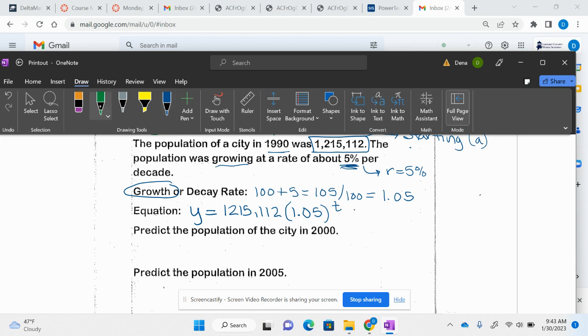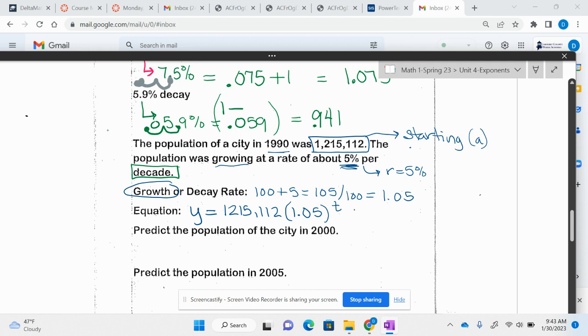Now I want to talk to you about T very quickly. It says that T represents 1 decade. So a decade is equivalent to 10 years. T equals 10 years. So 1 T is 10 years. That's really what I want you to know.